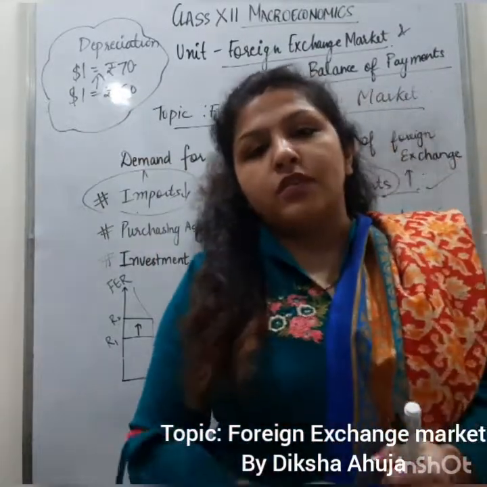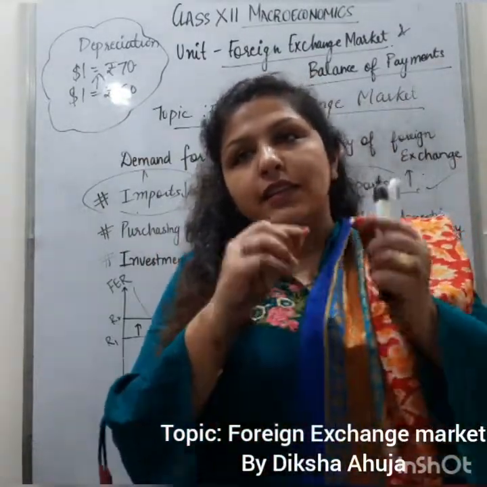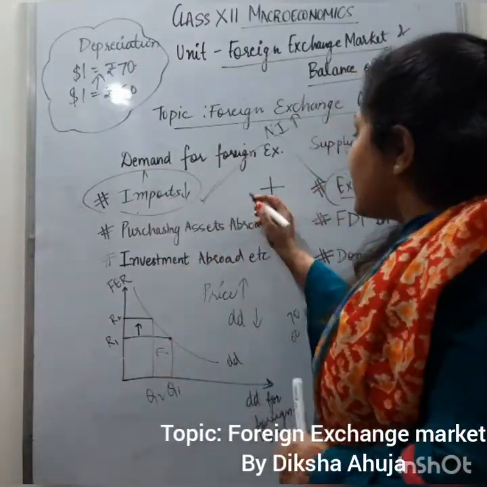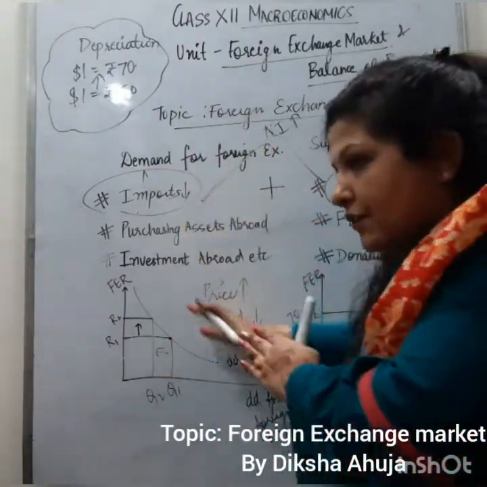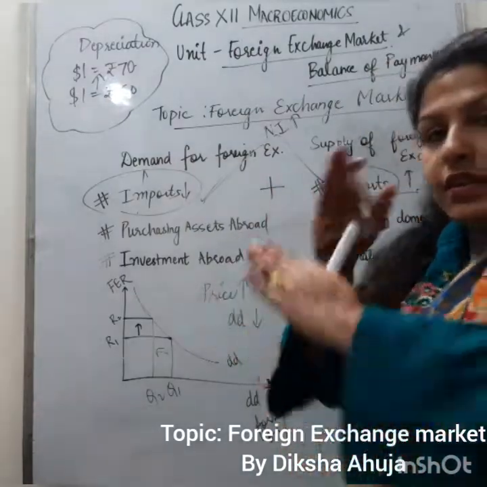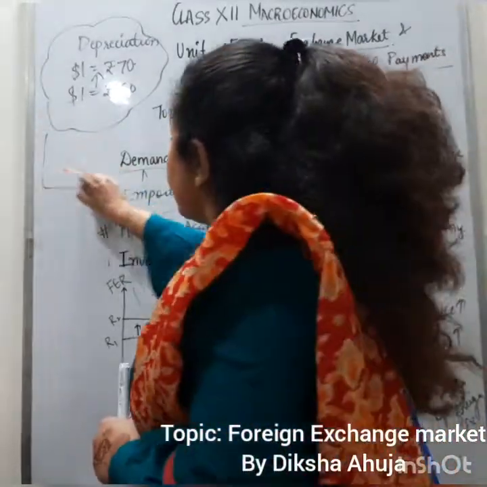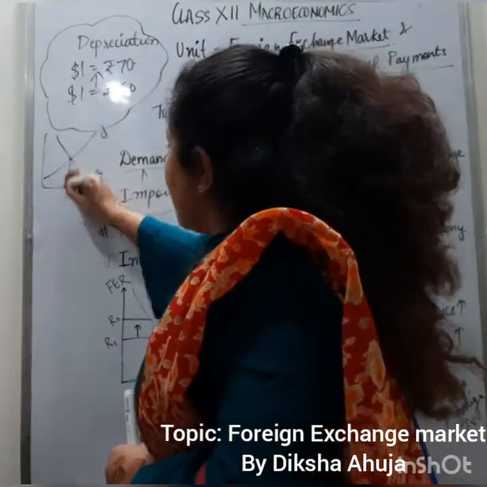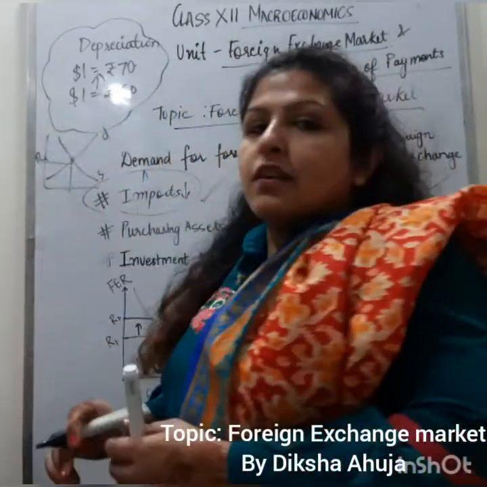Okay, let's talk about the last thing, determining the intersection. That is when the demand and supply will intersect. When the demand for foreign exchange and supply of foreign exchange intersect, at that point of time we will get the equilibrium. Demand and supply will intersect, we will get the equilibrium exchange rate.